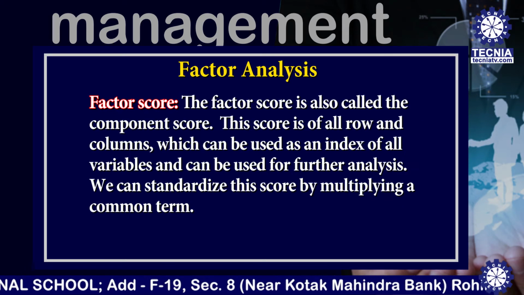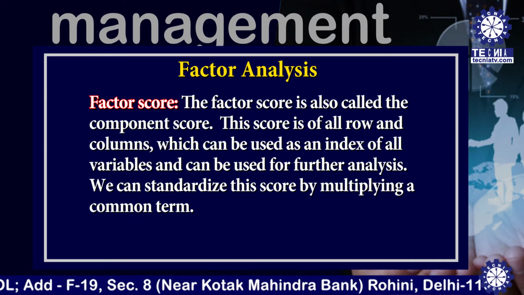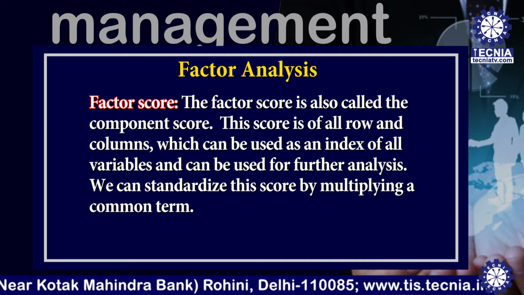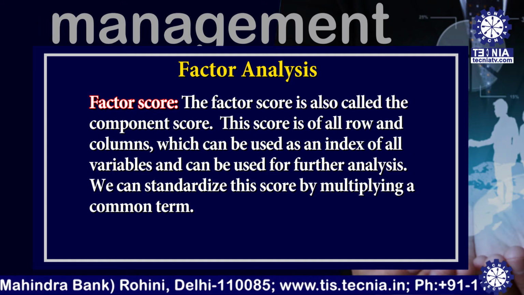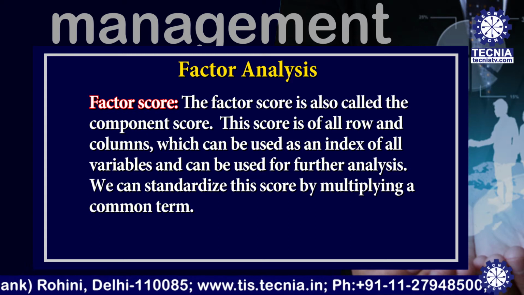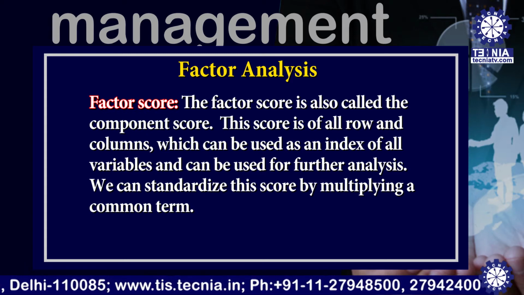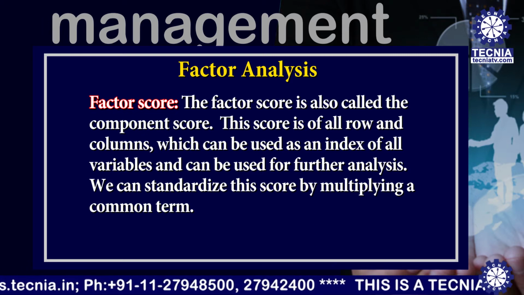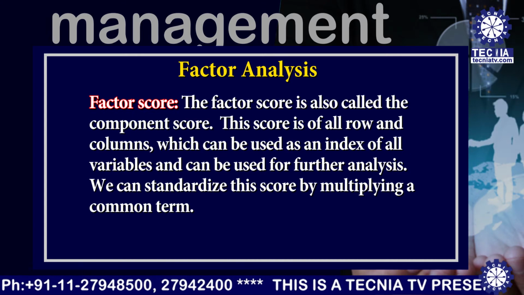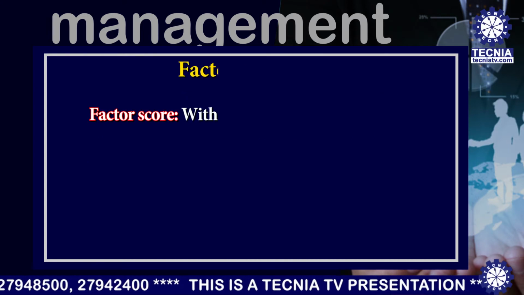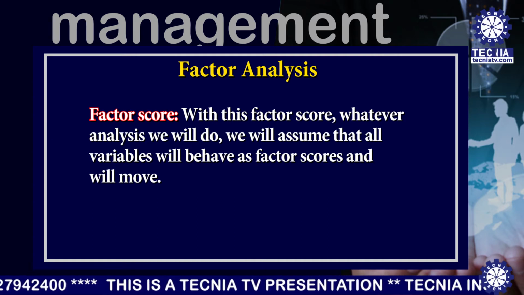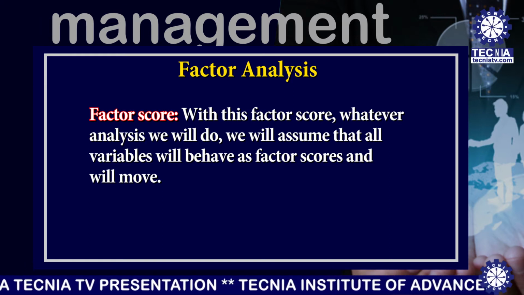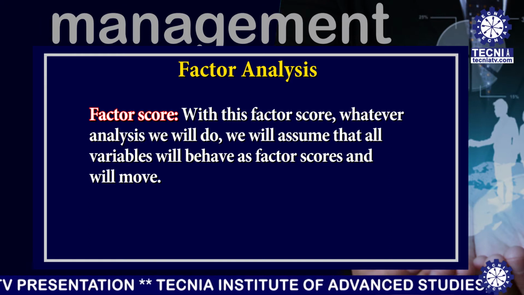Now I am explaining the factor score. The factor score is also called the component score. This score is for all rows and columns, and can be used as an index of all variables and can be used for further analysis. We can standardize this score by multiplying a common term with this factor score. Whatever analysis we do, we will assume that all variables will behave as factor scores.